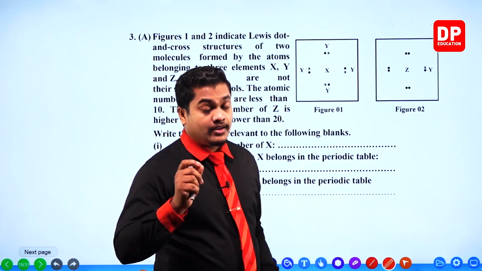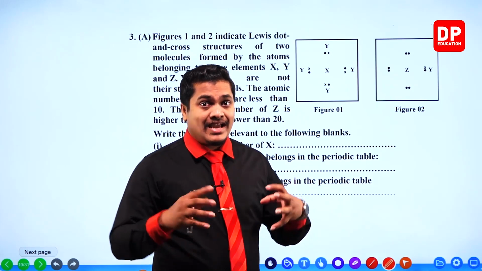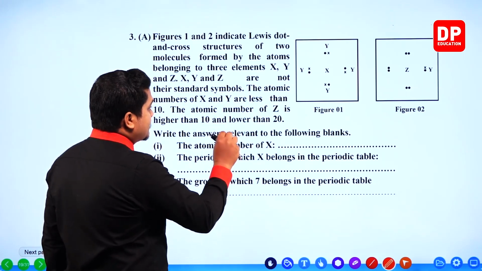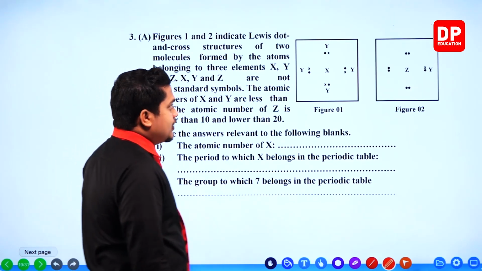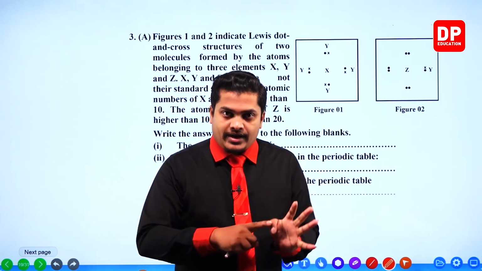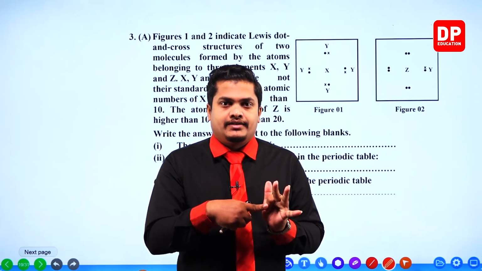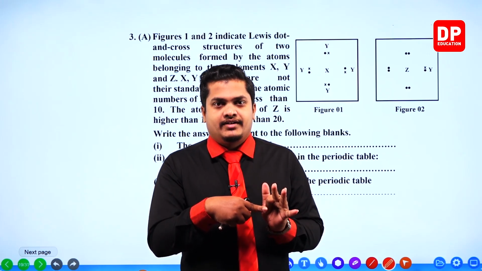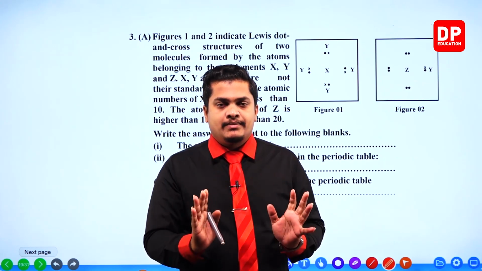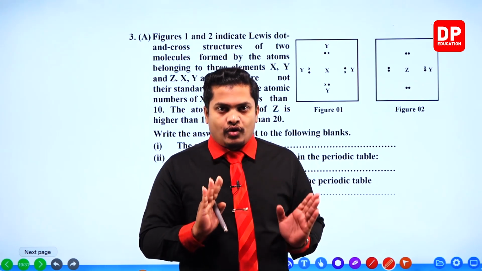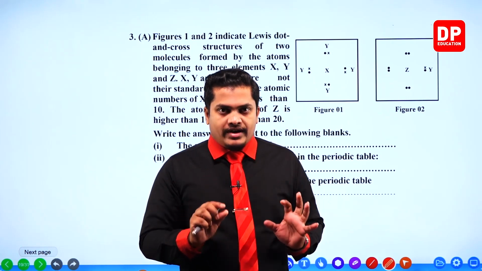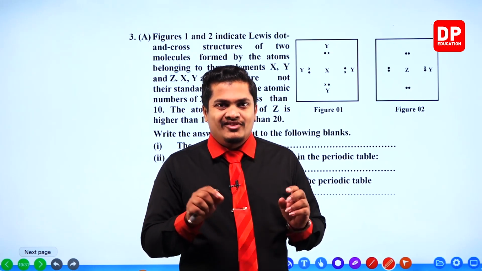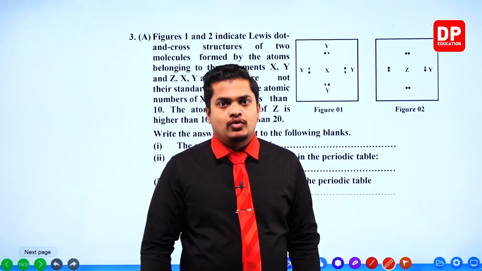In order to be in the 4th group, the number of protons, or the atomic number, should be less than 10. The question itself mentions that the atomic numbers of X and Y are less than 10. So the last energy level should have 4 electrons, and the atomic number should be less than 10. That means, my dear children, this is definitely carbon. That's the only element located within the 4th group with 4 electrons in the outermost energy level and an atomic number less than 10. So carbon is the answer.